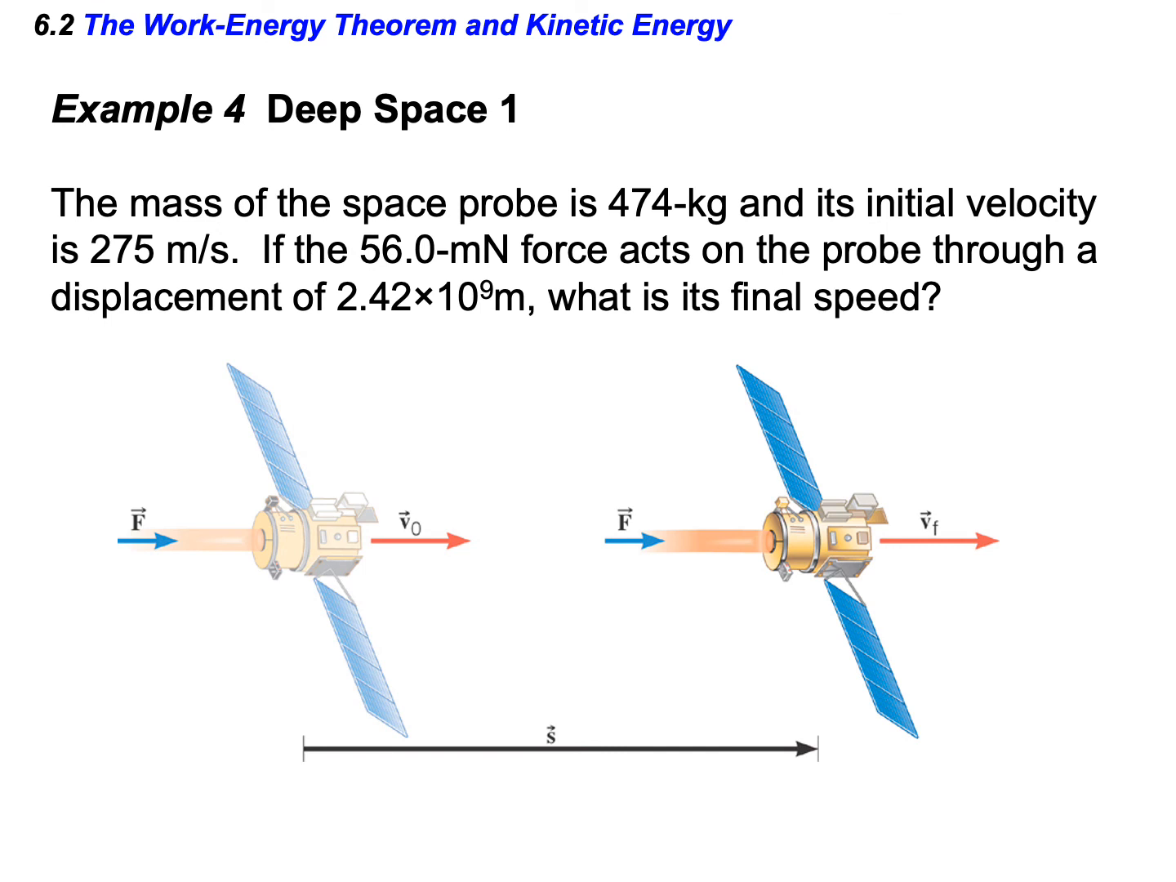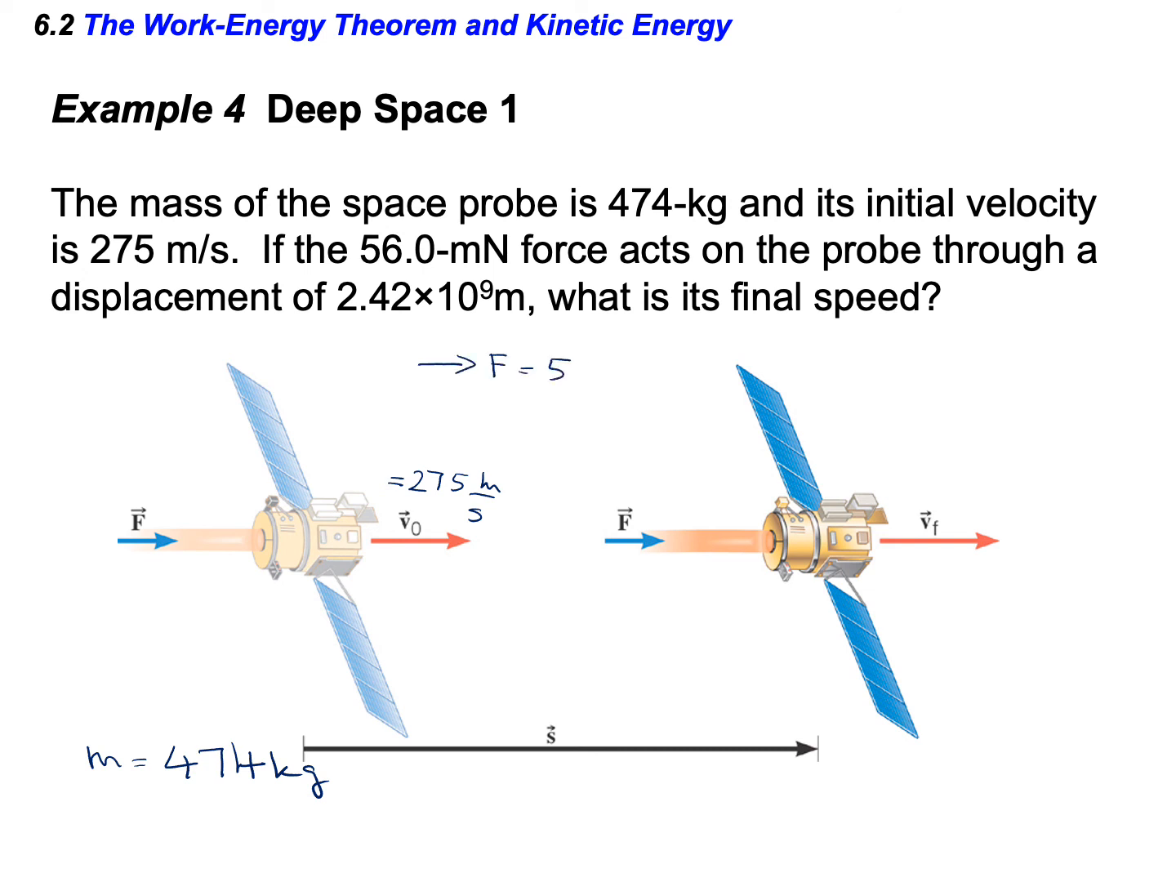So here's an example. The mass of the space probe is 474 kilograms. So we can write down the information given. Mass is 474 kilograms. Initial speed, or initial velocity, v naught, is 275 meters per second. And a 56 millinewton force acts.